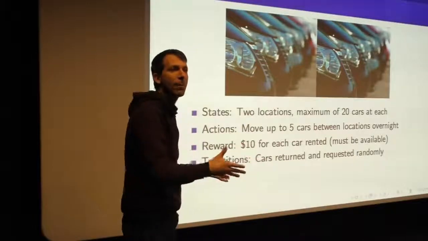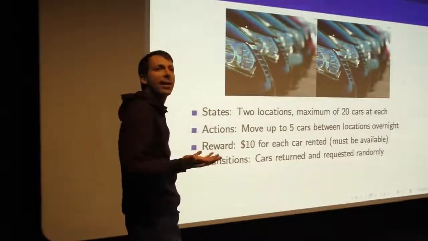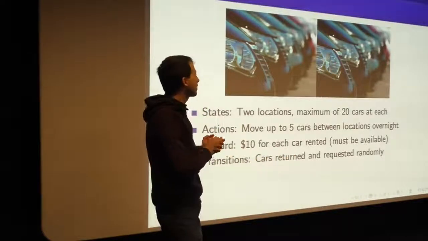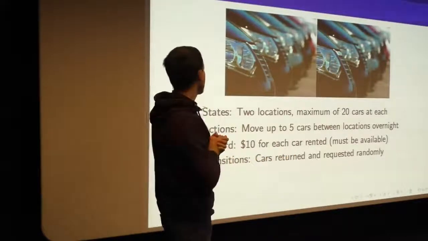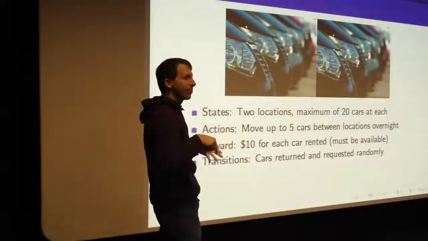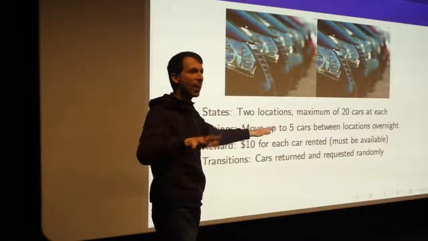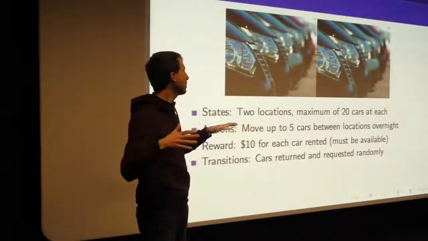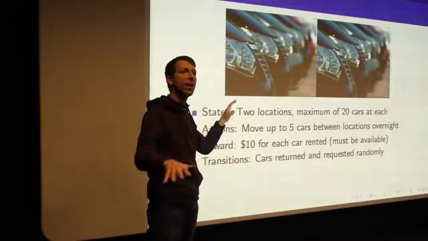This is a toy example, but it's indicative of something that people might care about in the real world. It's a problem from Sutton and Barto called Jack's Car Rental. Basically, there's this car rental place. It's got two different locations, and cars are rented from each of these two locations. And there's a maximum of 20 cars in each location.